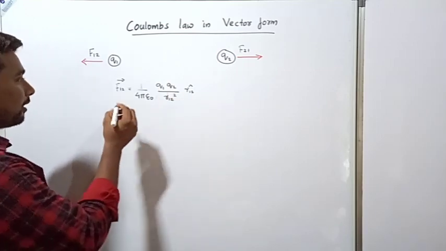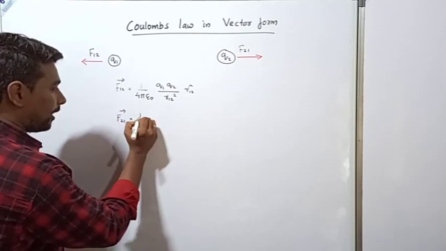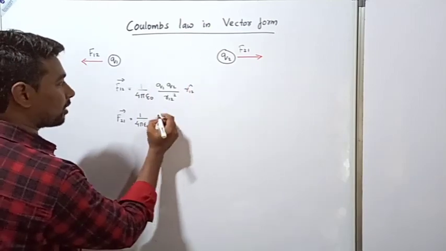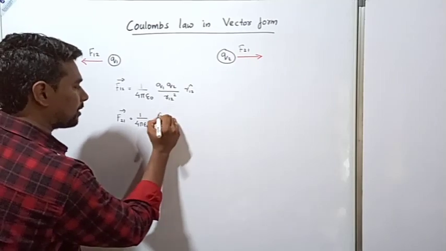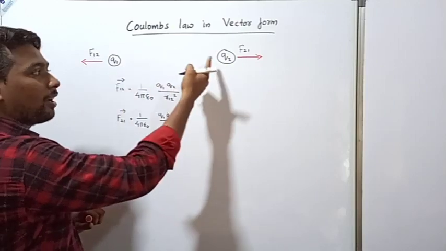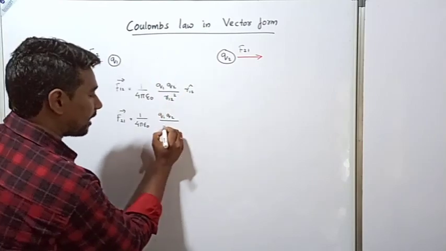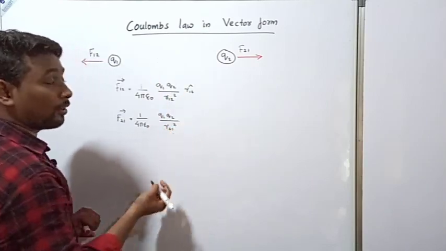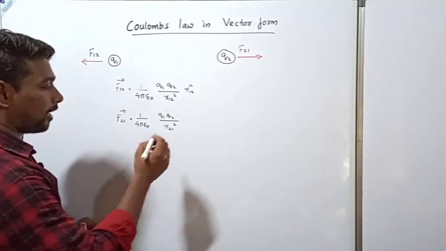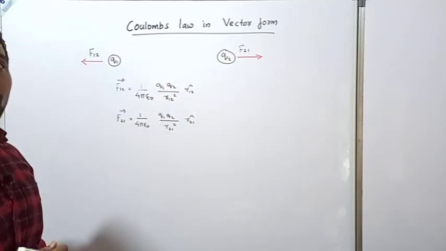Okay, in a similar way we can find F21. What will be F21? Same way, 1 by 4 pi epsilon 0, product of these two charges Q1 Q2 or Q2 Q1, that will be the same, divided by the distance from here to here, that will be R21. Even though R12 is equal to R21, I am considering it as R21 whole square. What will be the unit vector along this direction? This will be R21 cap. These are the unit vectors which represent the direction of force.